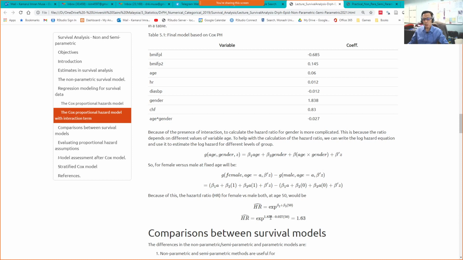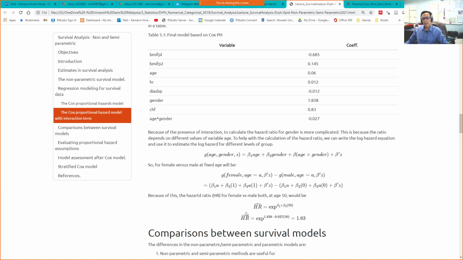so exponentiate 1.838, which is beta 2 female gender, minus 0.027, the interaction term, 1 times 50, because we are comparing female against male for population age 50. What happened to other covariates? Not important anymore because they cancel out each other. Beta prime z minus beta prime z, so you got 0.